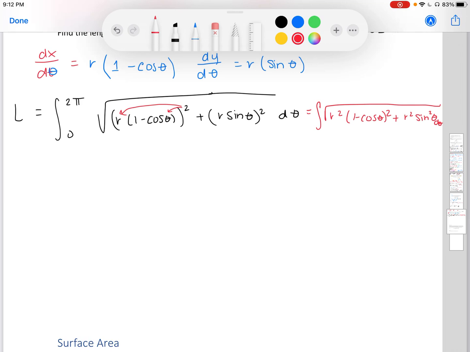All right, let's go ahead and factor r squared. And it's under a radical, so if we take it out, it's going to be just an r. R is a constant, so we can write it outside of our integral.